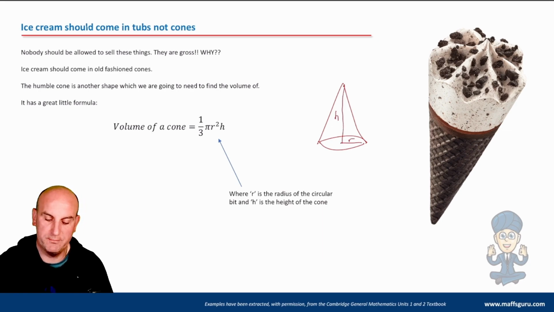Now, the height is very important. A lot of people get tricked because they think that this slant length here is the height. It isn't. It's actually called the slant length. We want the height from the highest point down to the bottom of the cone.